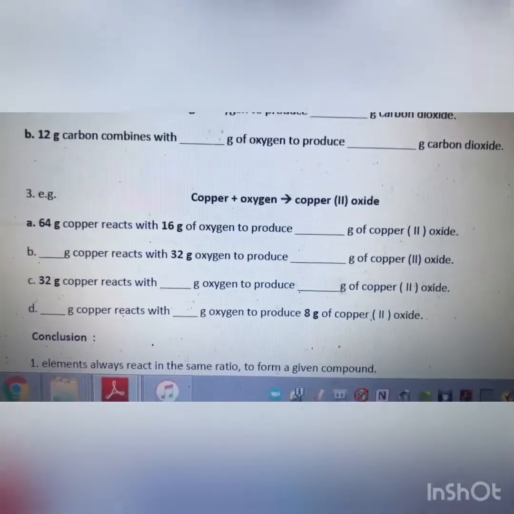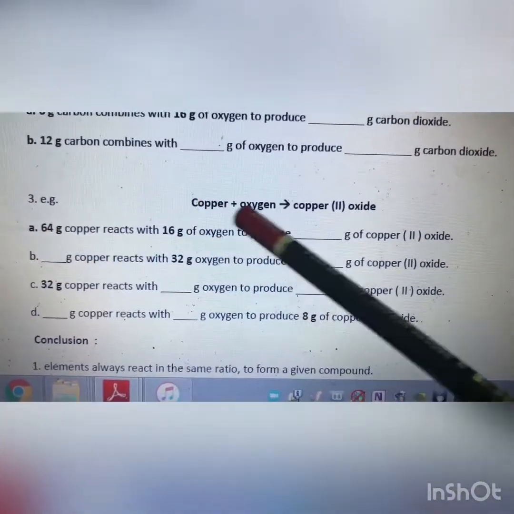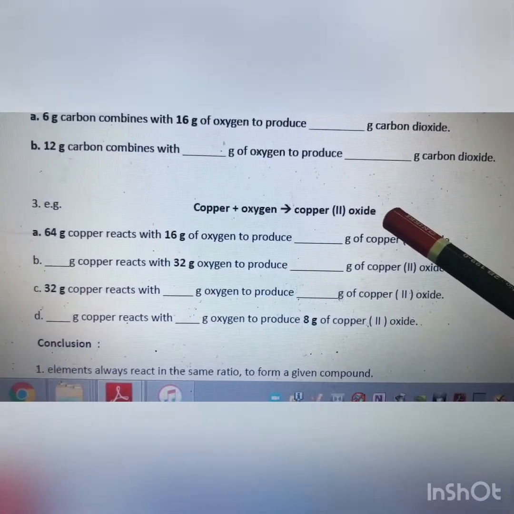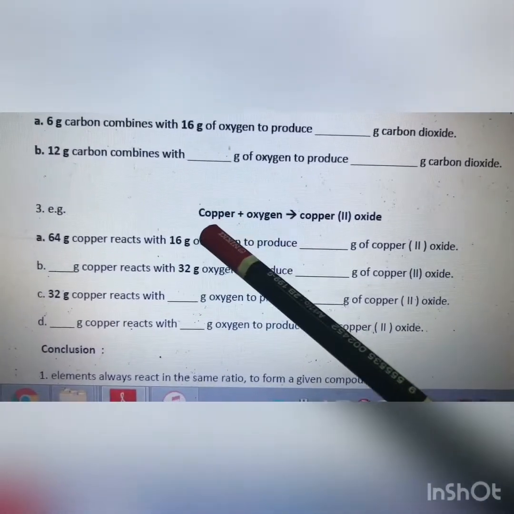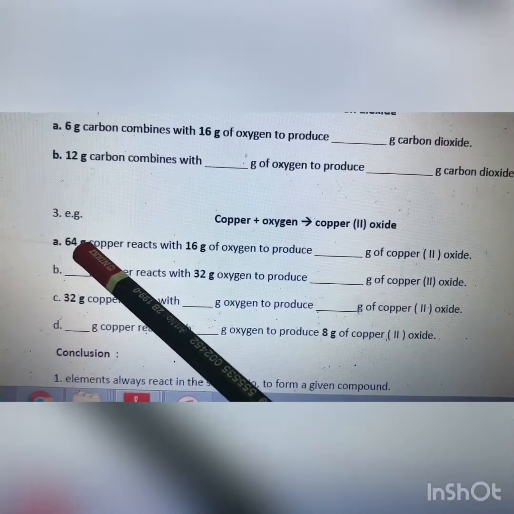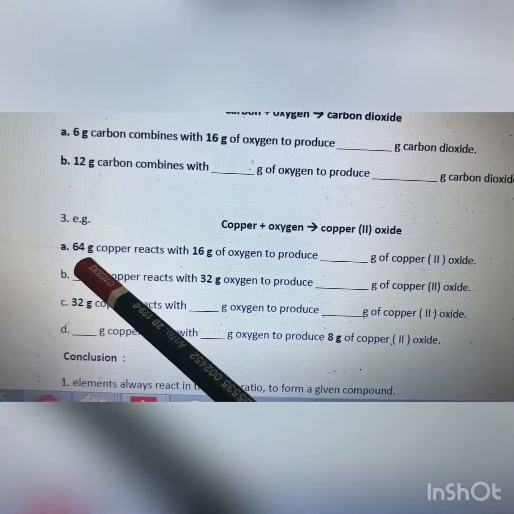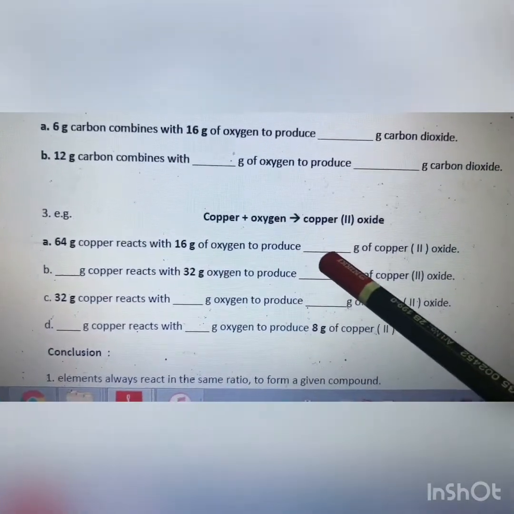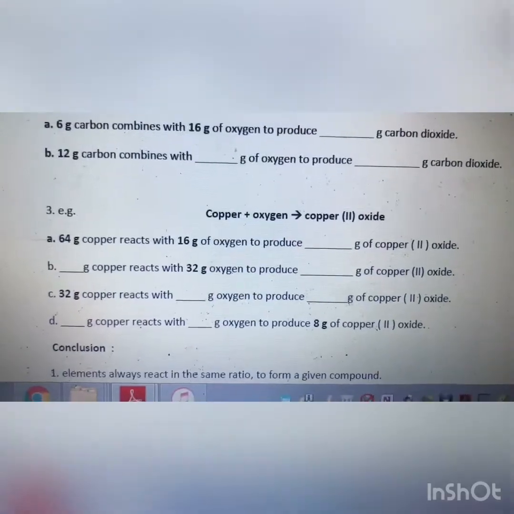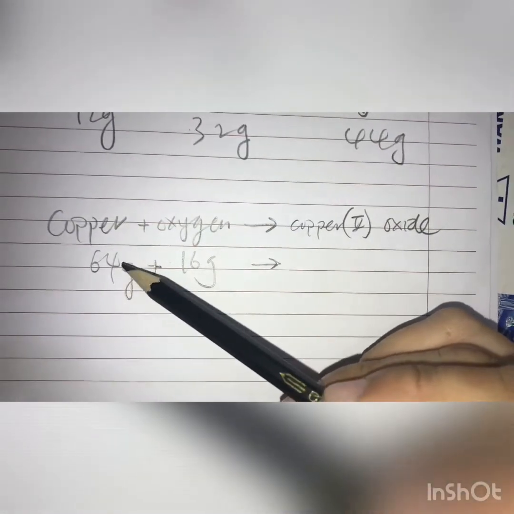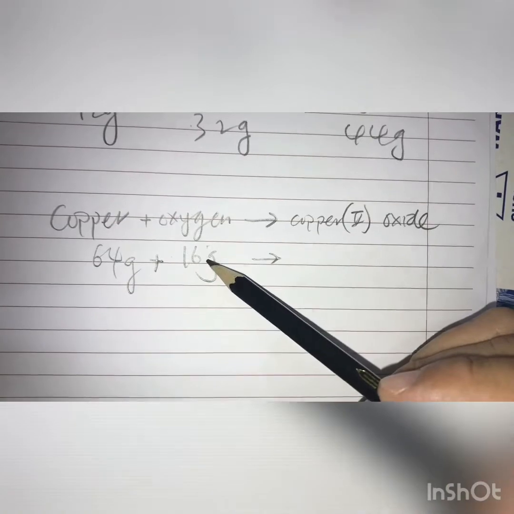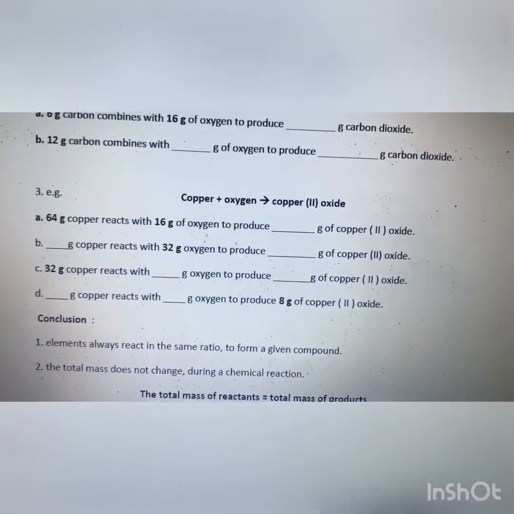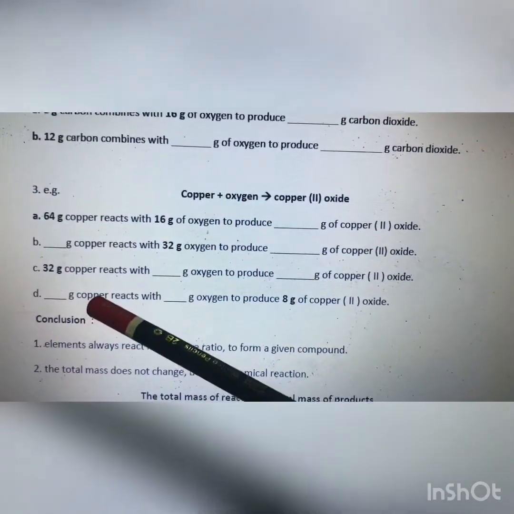As the next question, copper plus oxygen produce copper 2 oxide. We don't have to know the chemical equation. By looking at this word equation alone and the figures here, copper 64 grams, oxygen 16 grams, how many grams of copper 2 oxide will be produced? Simply by totaling them up, 64 plus 16, so 80 grams of copper 2 oxide produced. You can do the rest of the questions, B, C, D.